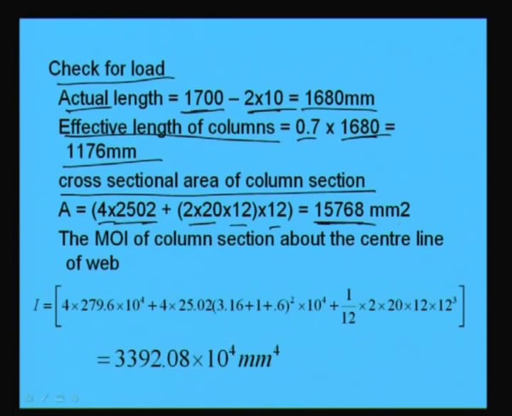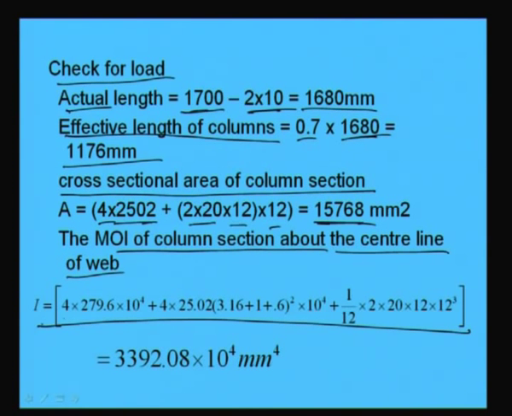15768 millimeter square, and the moment of inertia of the section about the center line of web can be found out from this equation, that is 4 into 279.6 into 10 to the 4 plus 4 into 25.02 into (3.16 plus 1 plus 0.6) whole square into 10 to the 4 plus 1 by 12 b d cube, that is 2 into 20 into 12 into 12 cube. So, we are going to get 3392.08 into 10 to the 4 millimeter to the 4, right.